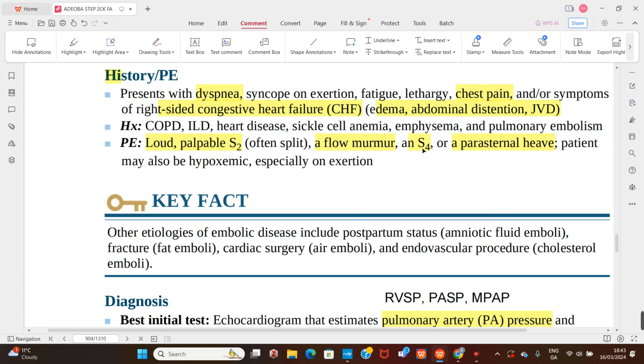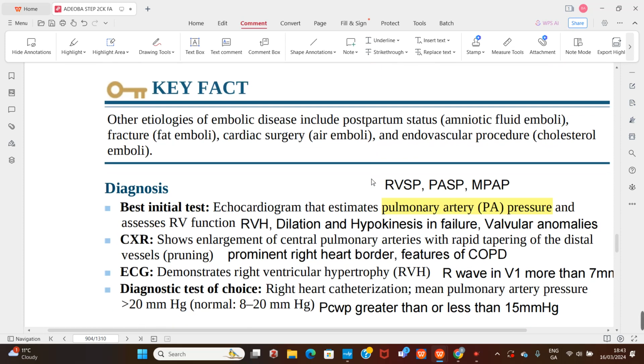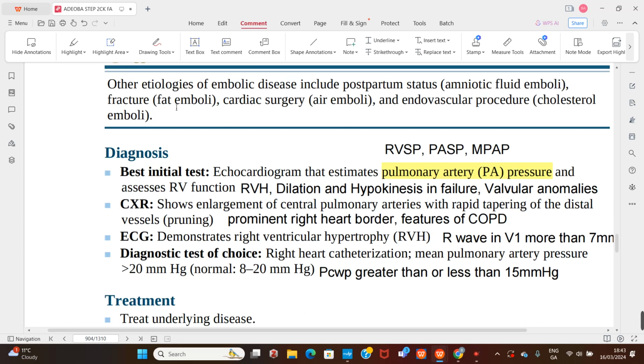So S4 will be very common when there is eventual concentric hypertrophy of the right ventricle, which is what you expect because of the pressure overload. Parasternal heave is also talking about the right ventricular hypertrophy, and of course there will be hypoxemia on exertion. So we have some etiologies of embolic disease. I don't know why this is there, but just know it.